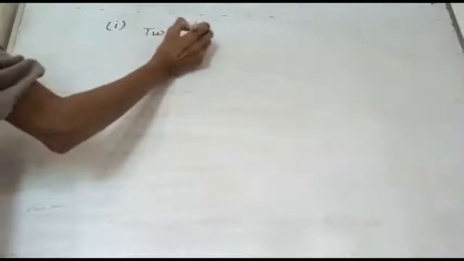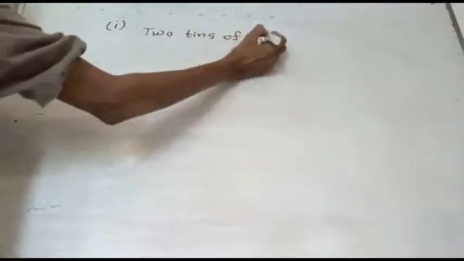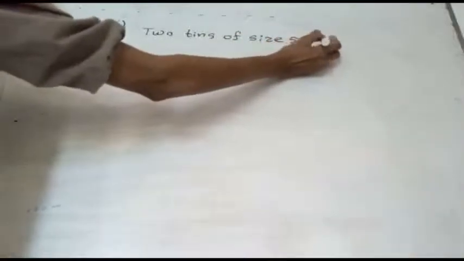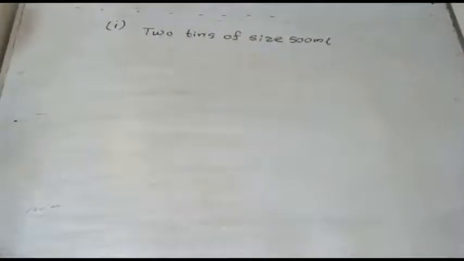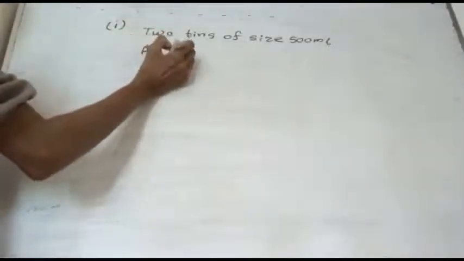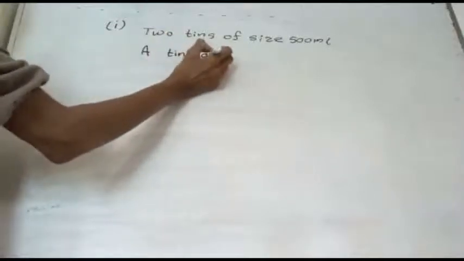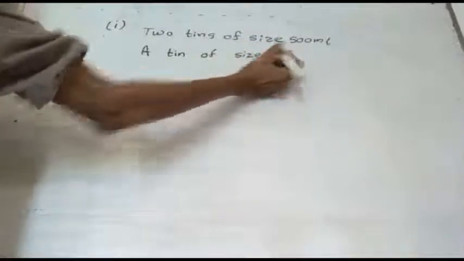2 tins of size 500 milliliters. Second way, a tin of size 1 liter. A tin means 1 tin of size 1 liter.